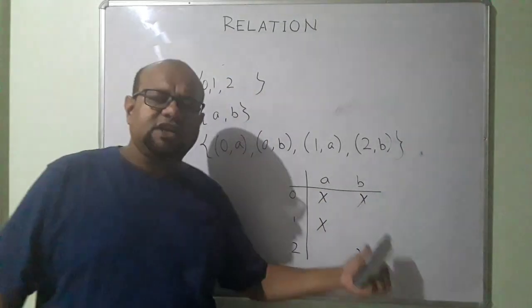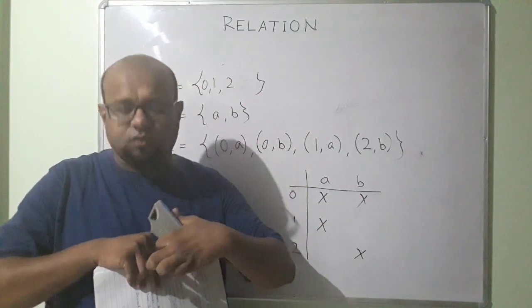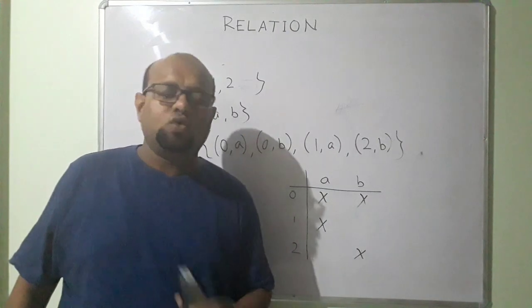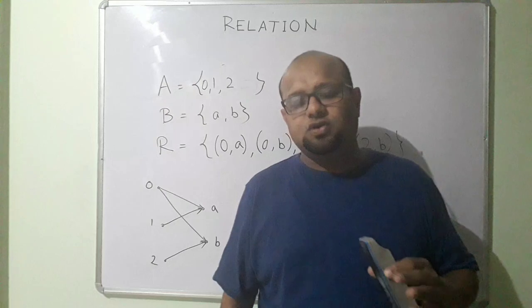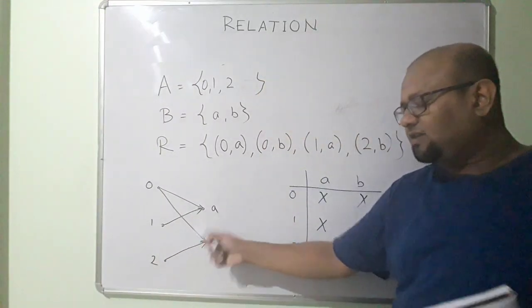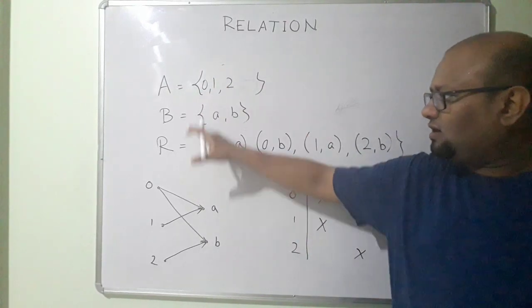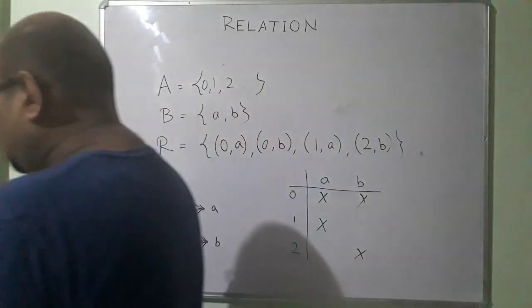Instead of a cross, we have written 1, and these blank spaces we have filled with 0. This is the way that we did is a better representation, and in the next video you will know why. Alright, so this is the diagram representation and matrix representation of this relation between these two sets. So this is a representation.